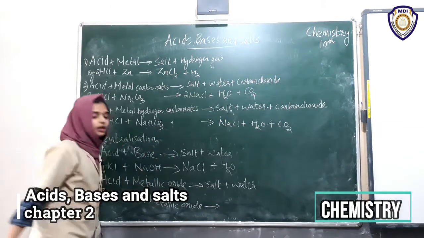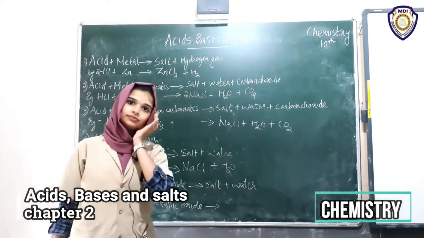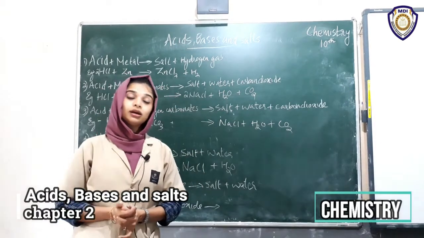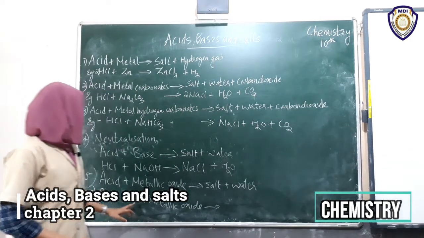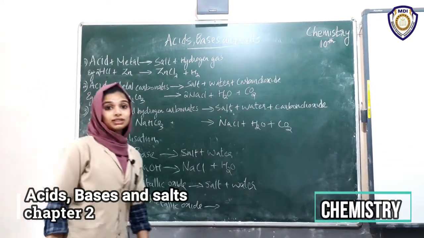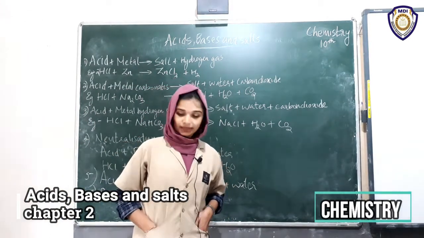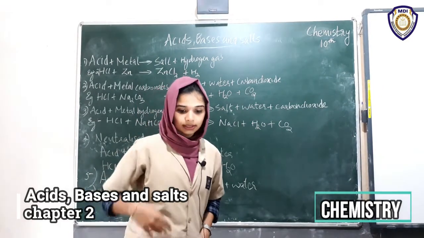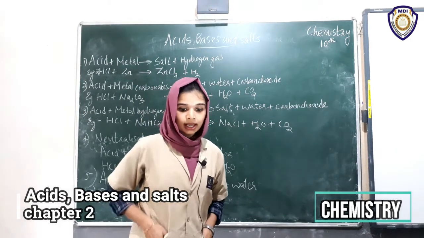There are so many non-metals in the periodic table. Which are they? Oxygen, nitrogen, etc. Then which are the non-metallic oxides? Give an example of a non-metallic oxide.